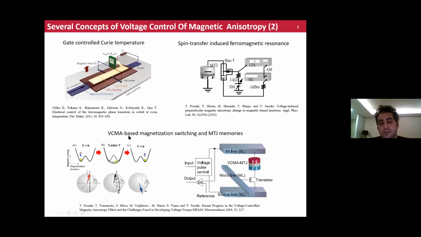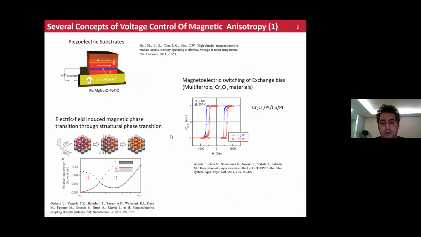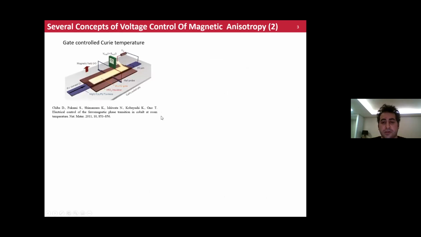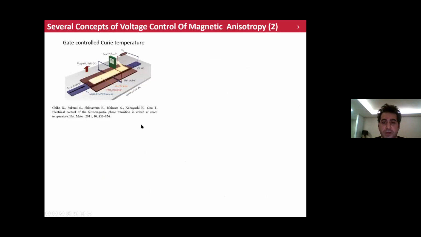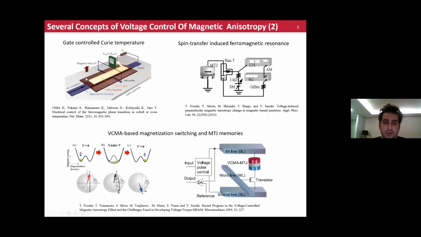In the next concept, we can switch the magnetization states from one direction to another by applying voltage, and we can fabricate memory devices based on this topic. So as you can see, there are many different concepts that you can find on the internet and in the literature. I don't want to go deep into the details of these concepts, but for my presentation, I will focus on these three concepts.